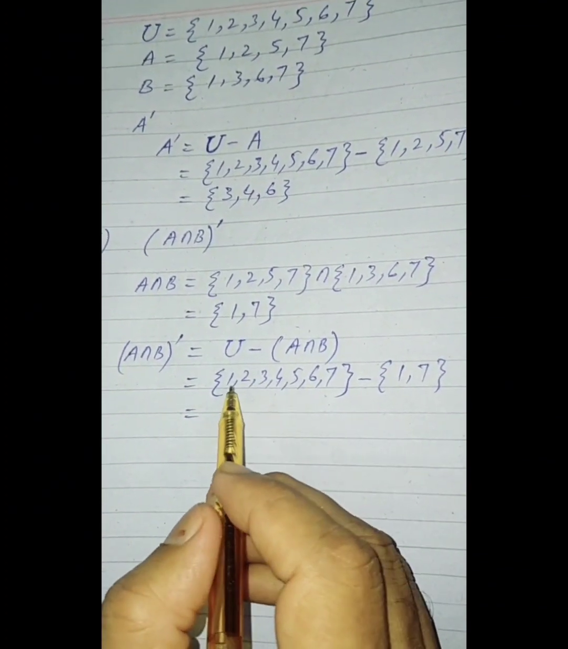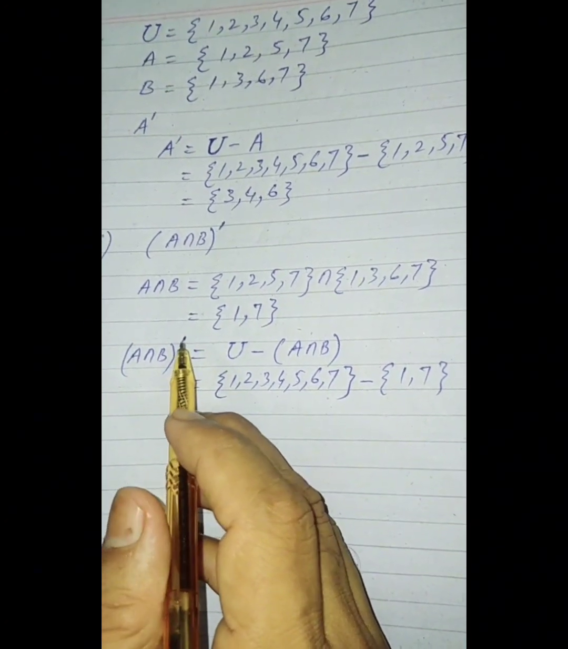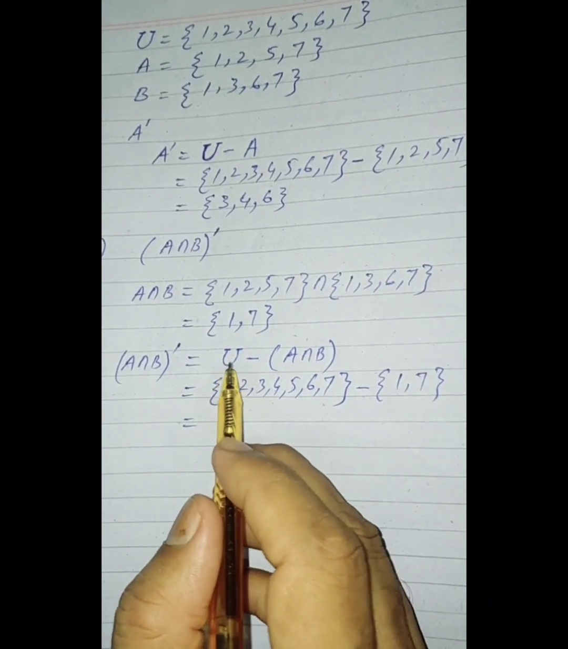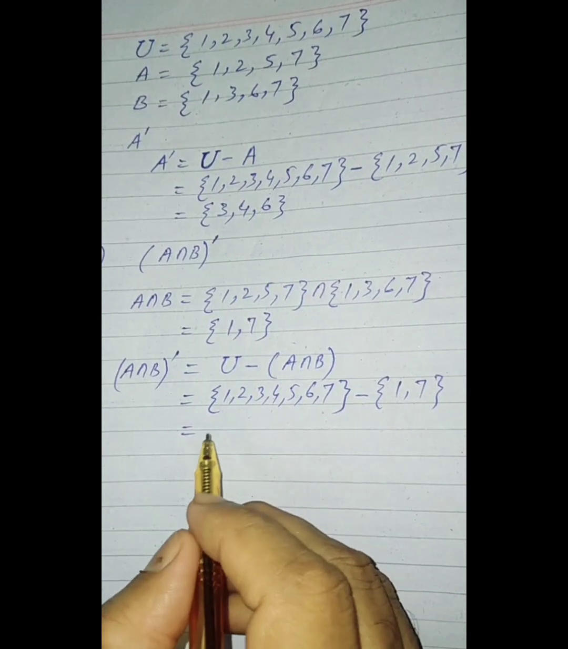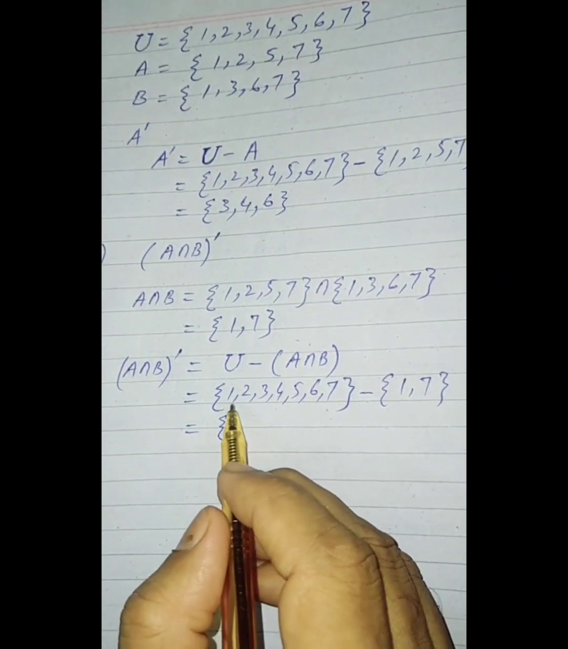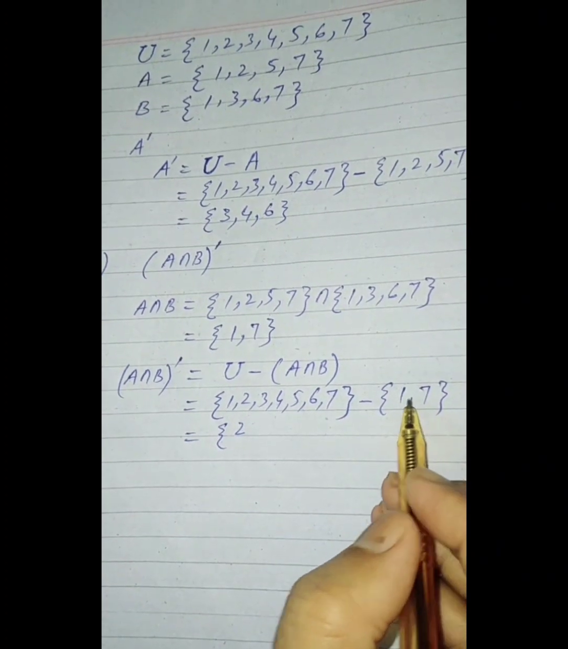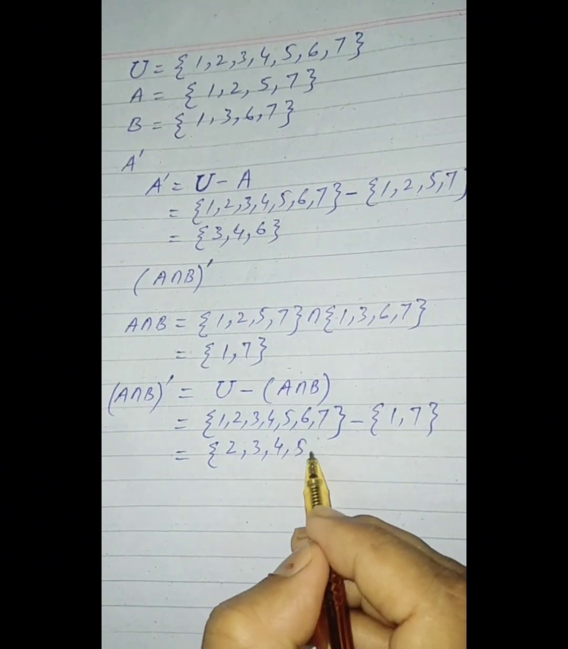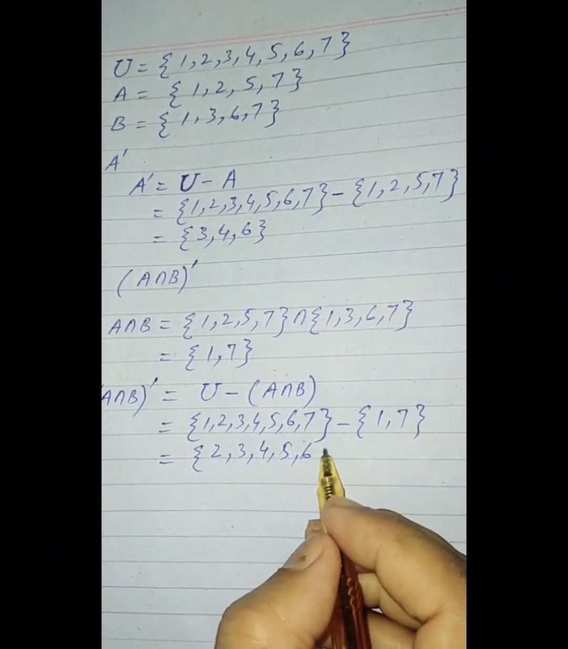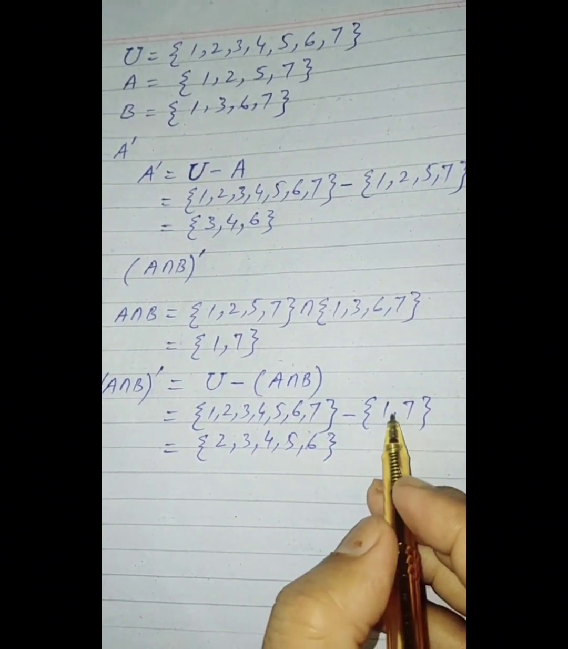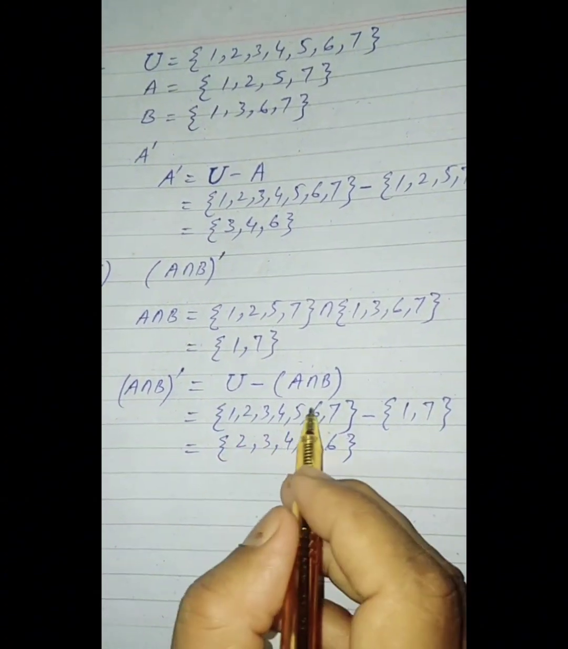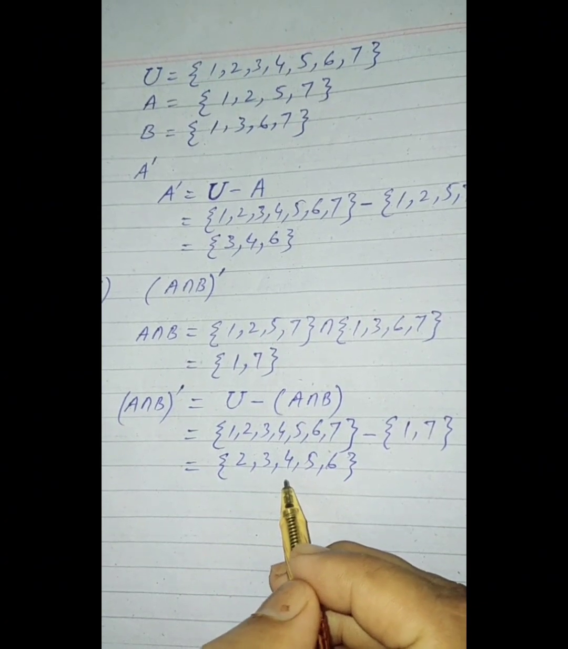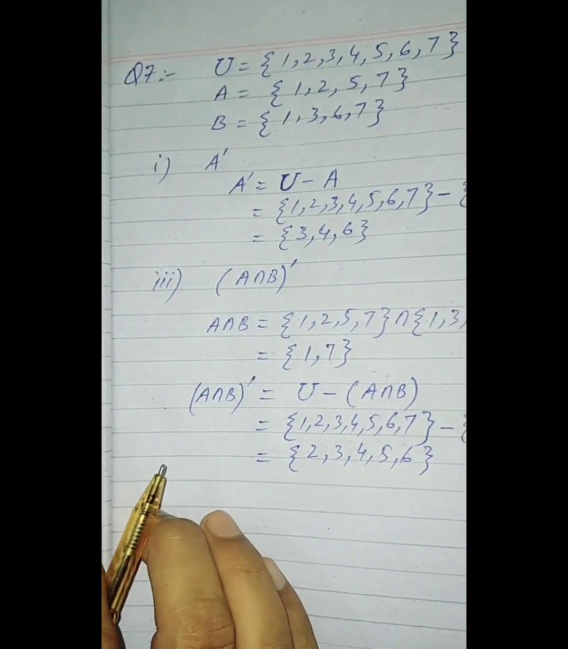Now A intersection B whole complement is a set of those members of the universal set which are not present in this A intersection B. So we will write 2 because 2 is not present here. Then we will write 3. Then we will write 4, 5 and 6. 7 is present, so we will not write 7 here. Simply we can say we will subtract 1 and 7 from the universal set, and we will write the remaining members of the universal set.